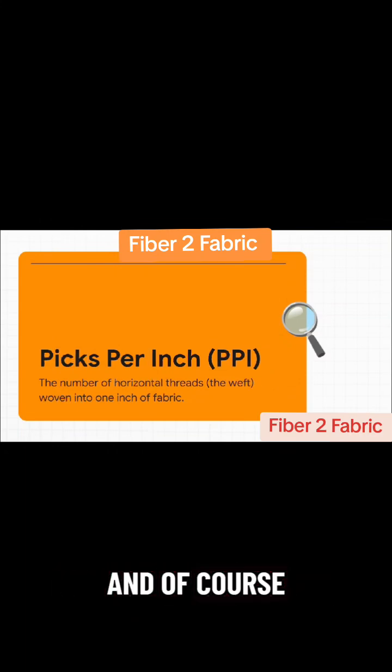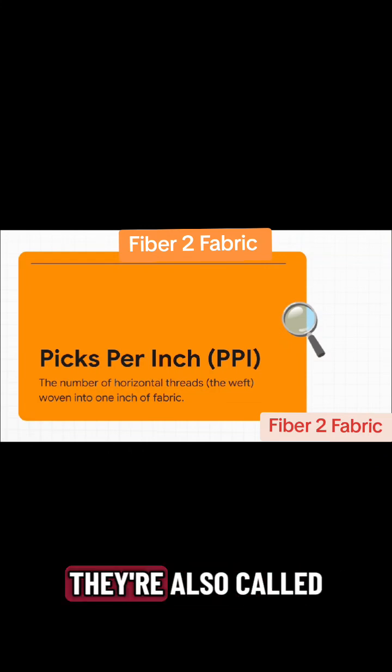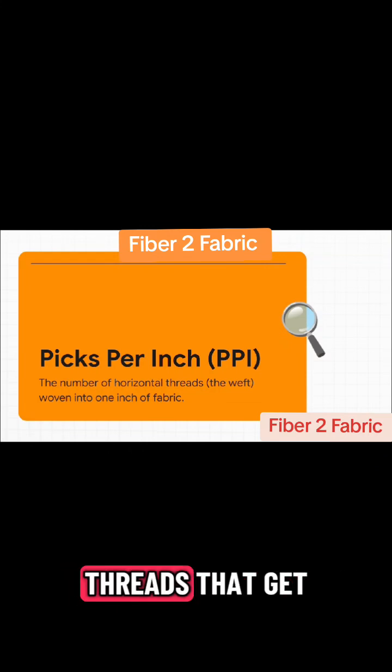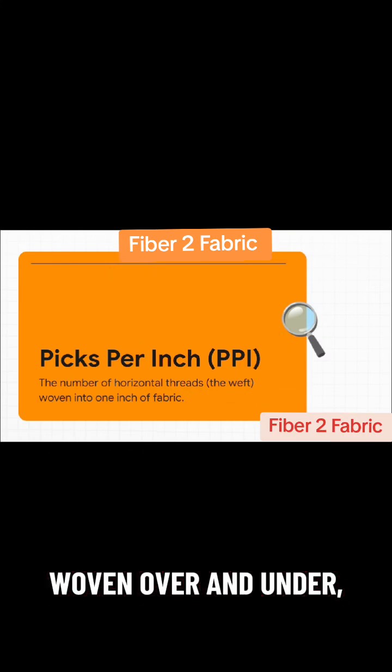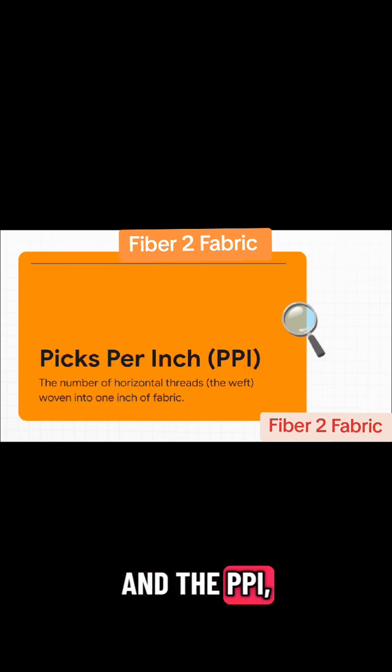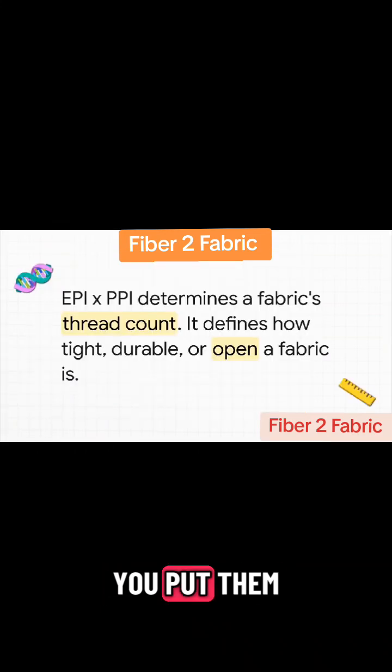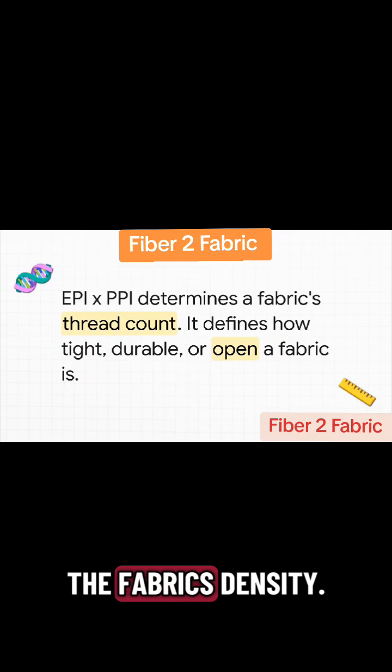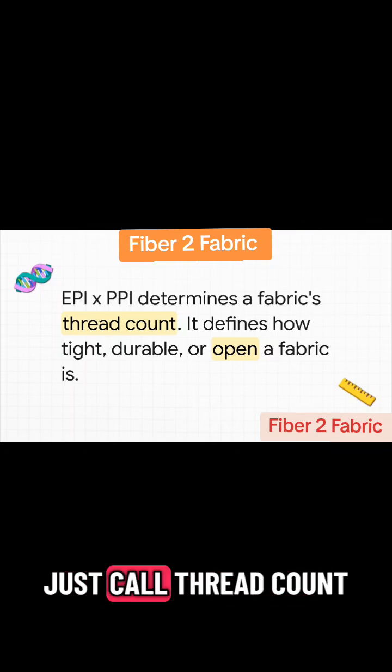And of course, it has a partner, PPI, or picks per inch. So if EPI are the vertical threads, PPI are the horizontal ones. They're also called the weft, and they're the threads that get woven over and under, over and under. And the PPI? Well, that just tells you how many of those you'll find in an inch. You put them together, and what you get is the fabric's density. This is what most of us just call thread count.